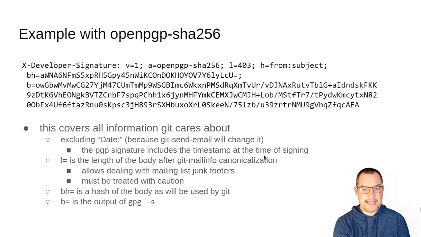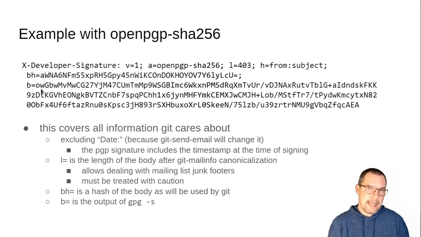You'll notice that it looks almost exactly like the DKIM signature. There are minor differences there, for example, we include the length of the message. I won't mention why. There are reasons for that. You can read the code to figure it out. We only include the From and the Subject headers. We don't care about any other headers because they don't become part of the Git commit, so we can ignore them. And the b content is the output of GnuPG specifically that we include in direct form, and that includes the date of the signature.